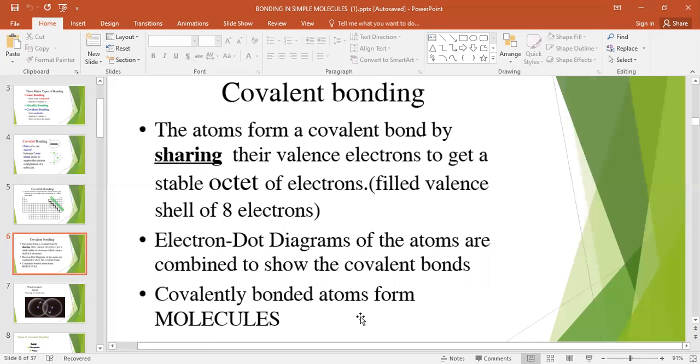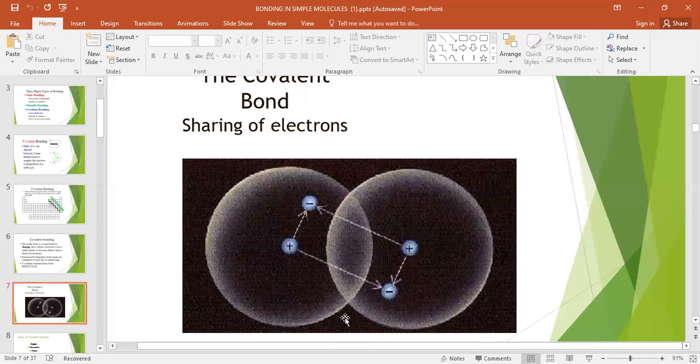Here, covalently bonded atoms form molecules. This is very special actually. Sometimes students get confused, thinking even a compound forms a covalent bond. A compound cannot form a covalent bond. A compound is formed as a result of an ionic bond, not a covalent bond.